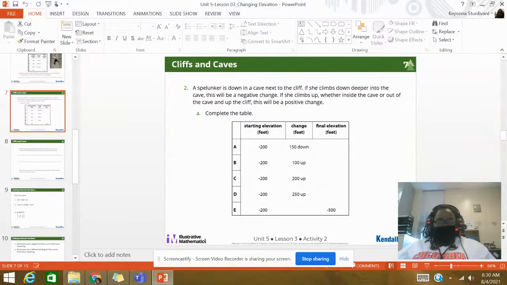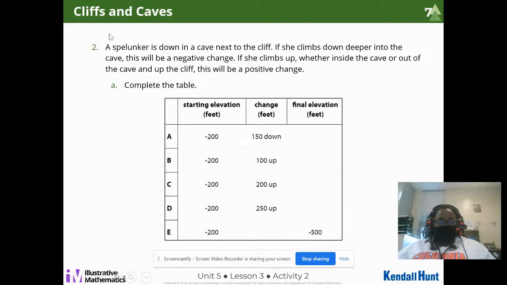Okay, so for this one, it's a similar situation. It says a spelunker is down in a cave next to the cliff. If she climbs down deeper into the cave, this will be a negative change. If she climbs up, whether inside the cave or out of the cave and up the cliff, there will be a positive change. So again, you're just completing the charts, the same thing we did on the previous page.